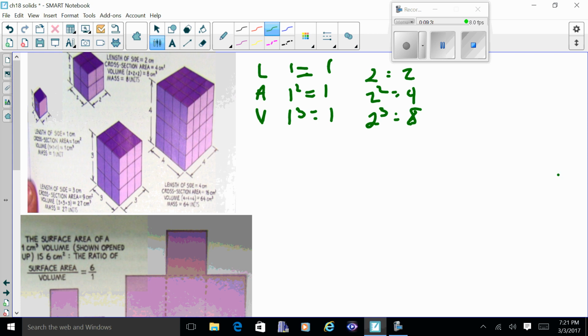So if each side was 3 times as big, the length would be 3 again. The area is always the length that it increased squared. So 3 squared is 3 times 3, or 9. But watch what happens to that volume. That volume is 3 cubed, which is 27. So if you notice, the volume here is always rising much, much faster than the area. Now that's going to be really, really important when we deal with strength.